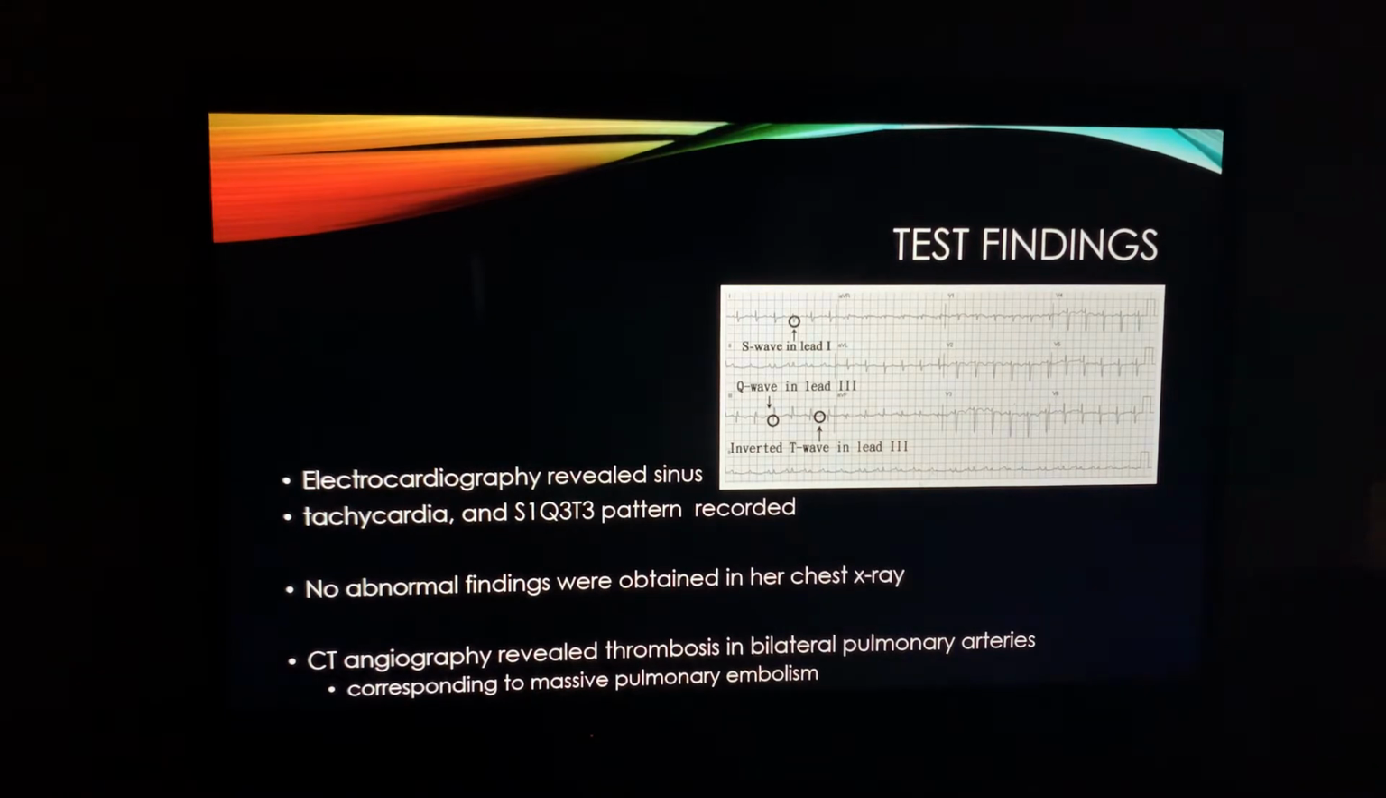She had an echocardiogram, which revealed sinus tachycardia, and S1Q3T3 pattern was recorded. No abnormal findings were obtained in her chest x-ray, but her CT angiogram revealed thrombosis in bilateral pulmonary arteries, which corresponds to a massive pulmonary embolism.